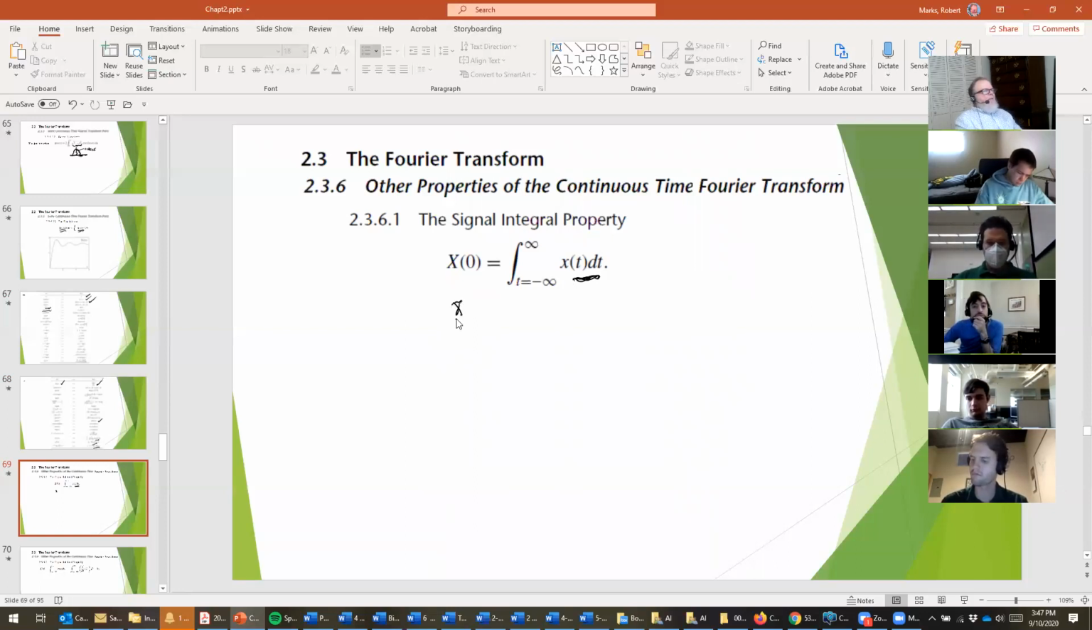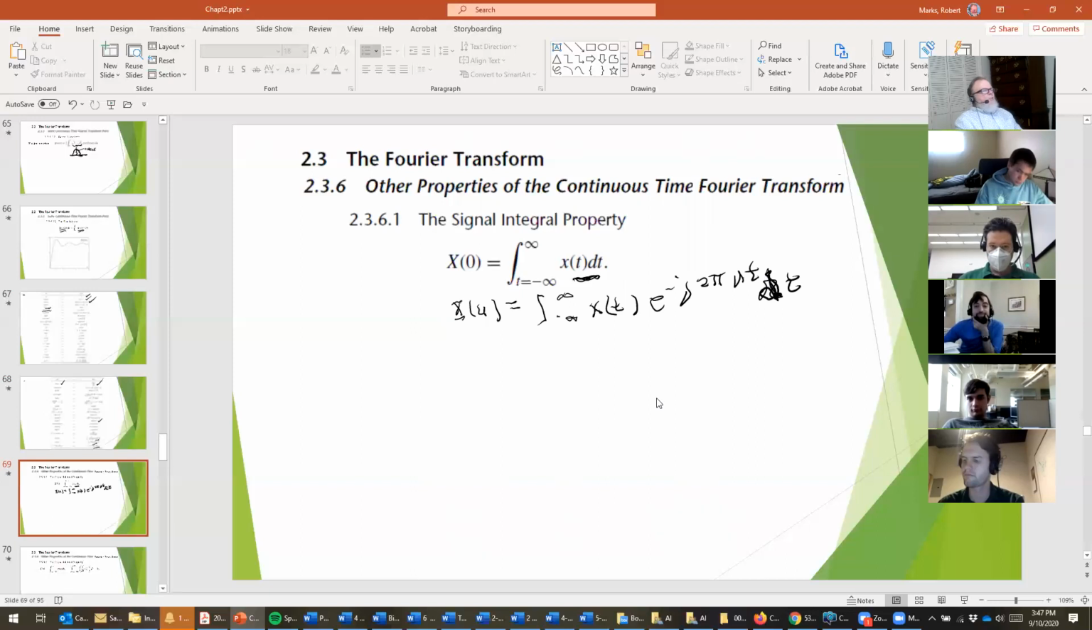This follows from the fact that x of u is equal to the integral corresponding to the Fourier transform. That's the worst D in the world. Okay, dt, right? So what I'm going to do is set u to 0. If I set u to 0, this wipes out this entire exponential. It goes to 1, and we're left with the signal integral property.